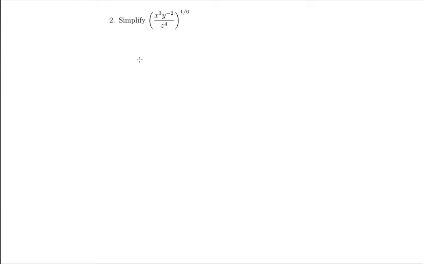In this question, we're asked to simplify an expression involving three different variables. The variables are x, y, and z, involving some exponents. So what we're going to do with this is use our exponent laws and try to simplify this as much as we can.